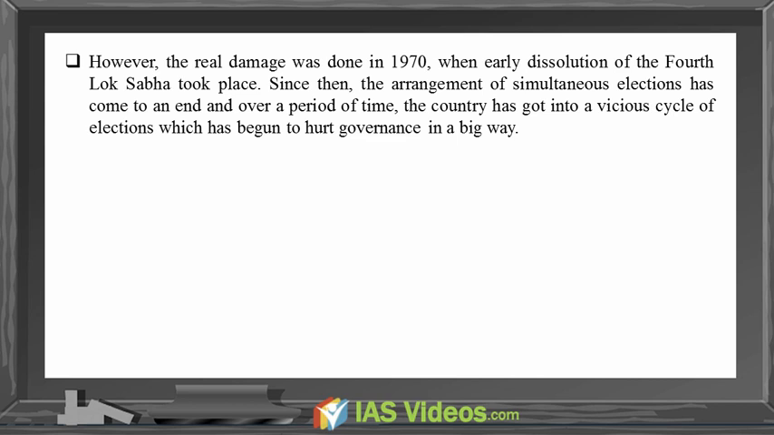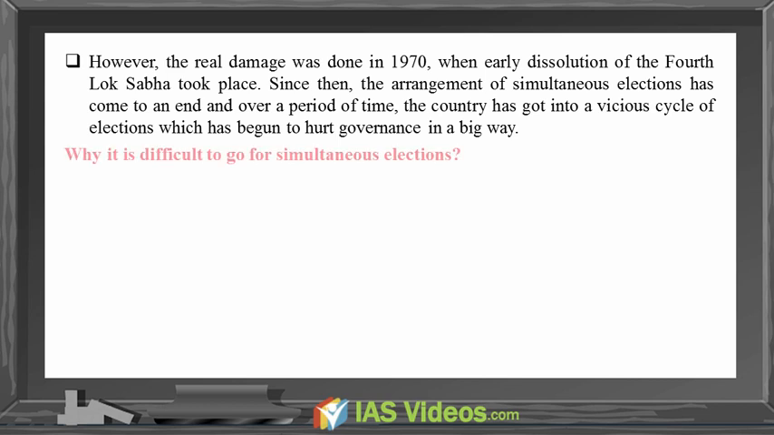However, the real damage was done in 1970 when early dissolution of the 4th Lok Sabha took place. Since then, the arrangement of simultaneous elections has come to an end, and over a period of time, the country has got into a vicious cycle of elections which has begun to hurt governance in a big way.